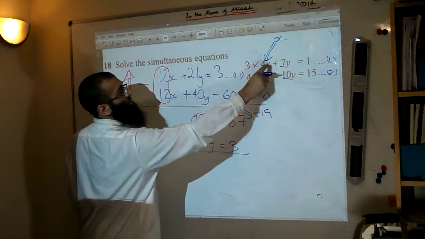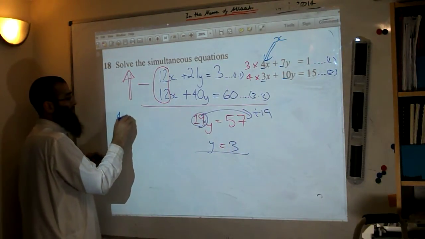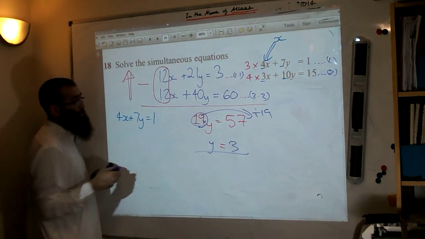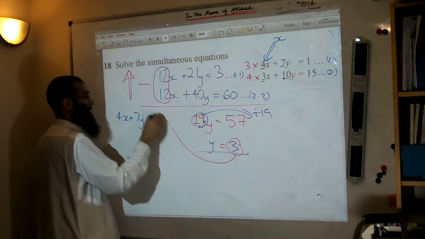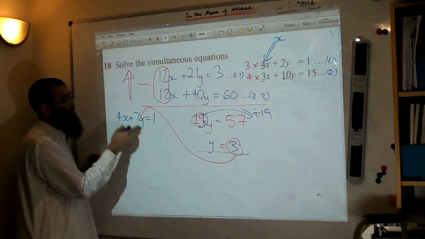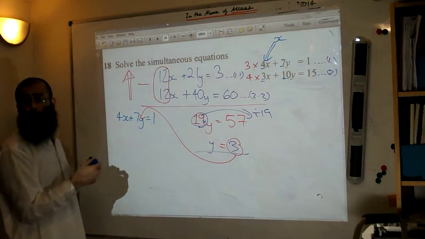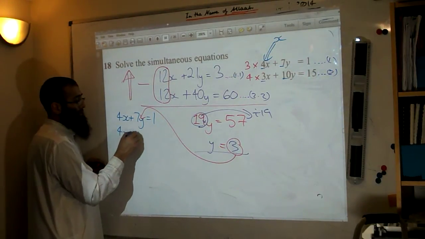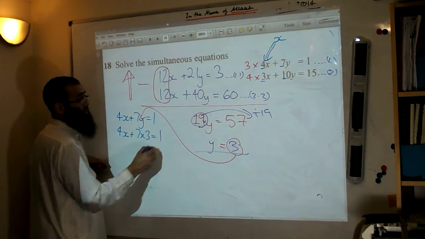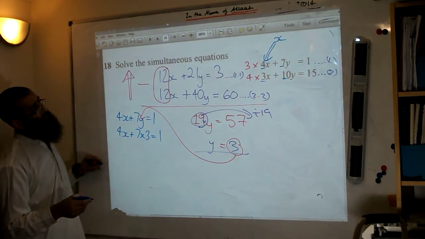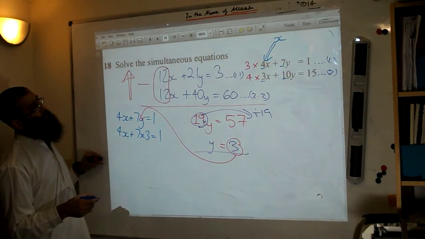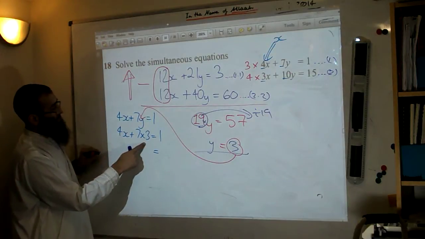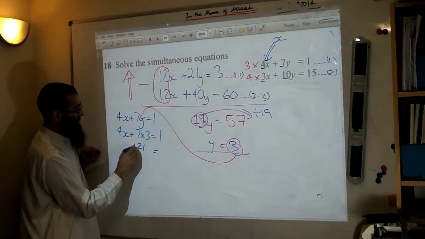Let's use the original equation here, 4x plus 7y is equal to 1. And what have we just worked out the value of? We worked out the value of y, which goes into here. Do not substitute it for x by mistake. So we have 4x plus 7 times 3 is equal to 1. Okay, we happy with that so far? Right. 7 times 3 is 21.